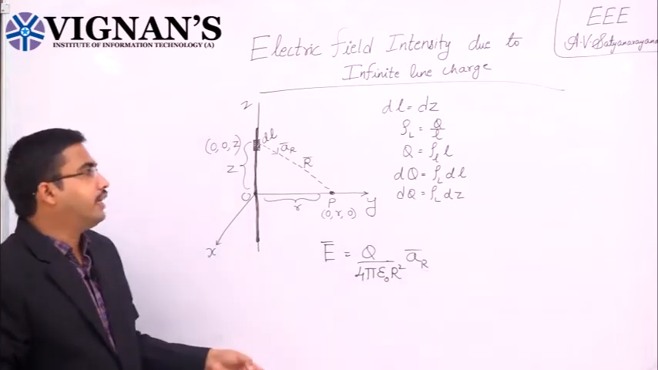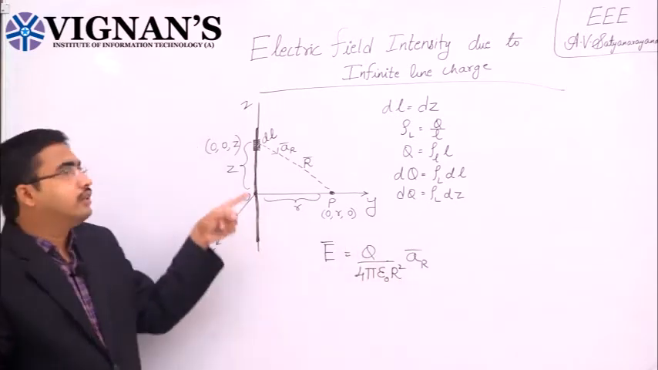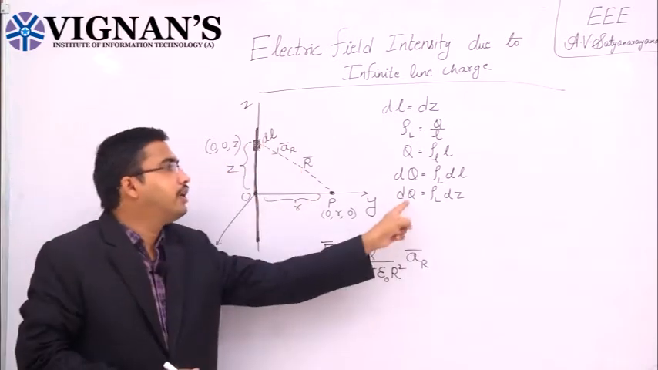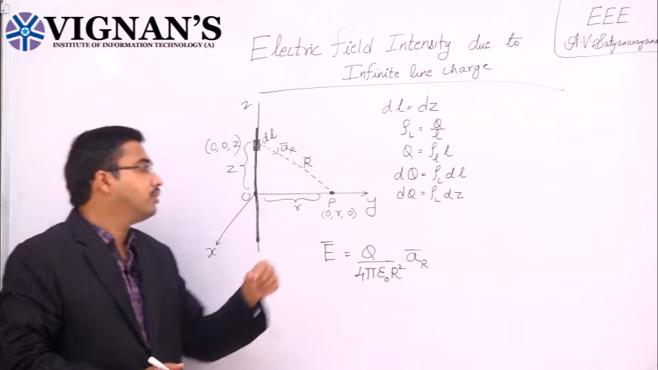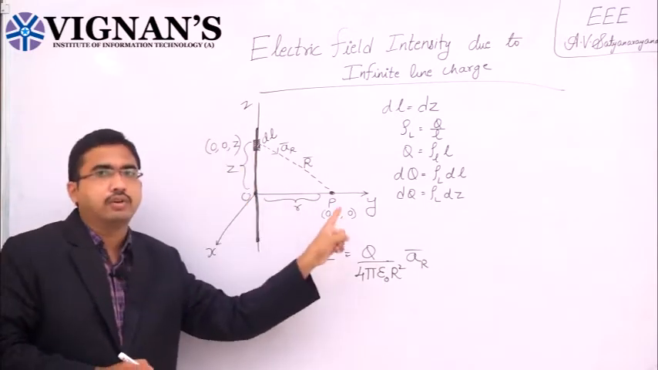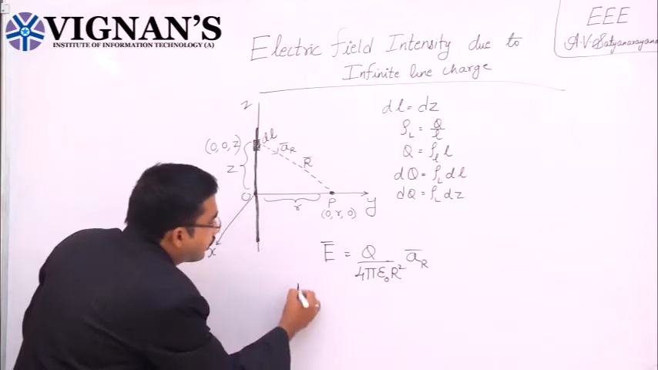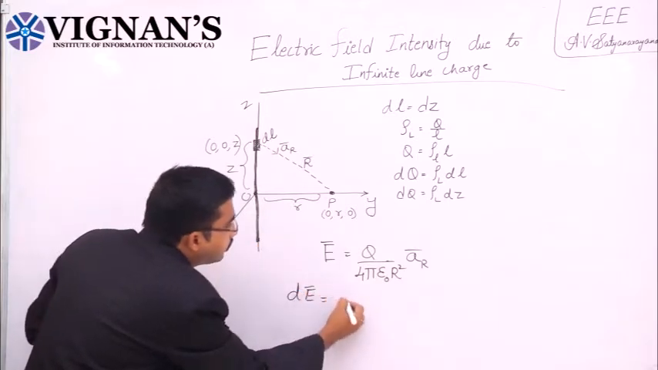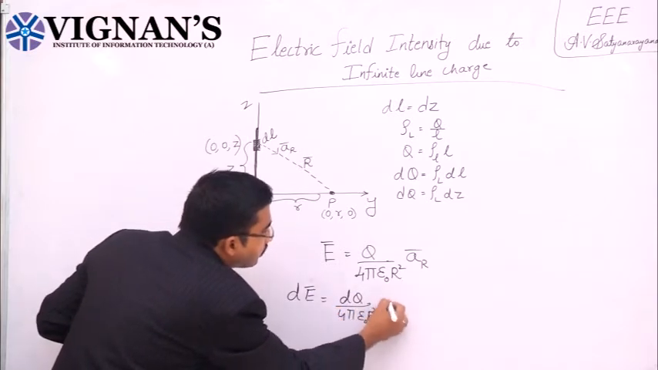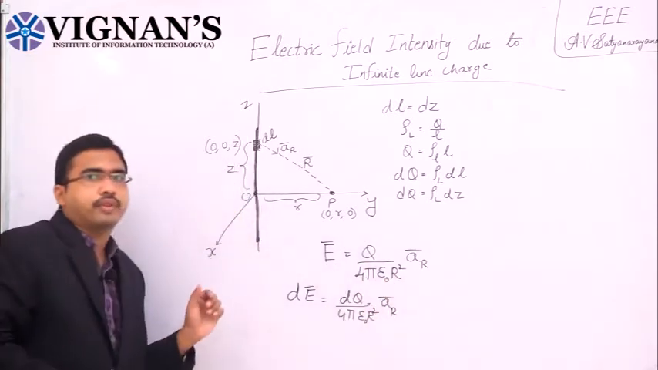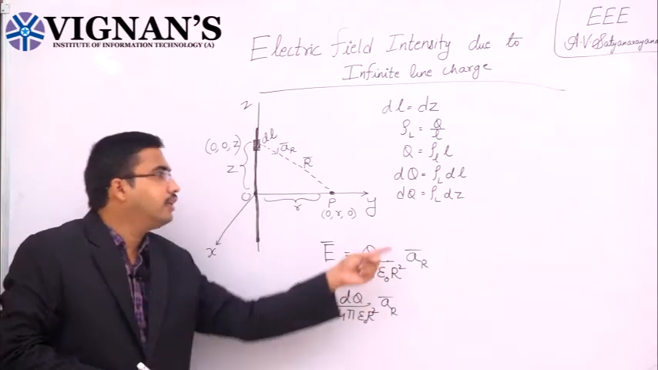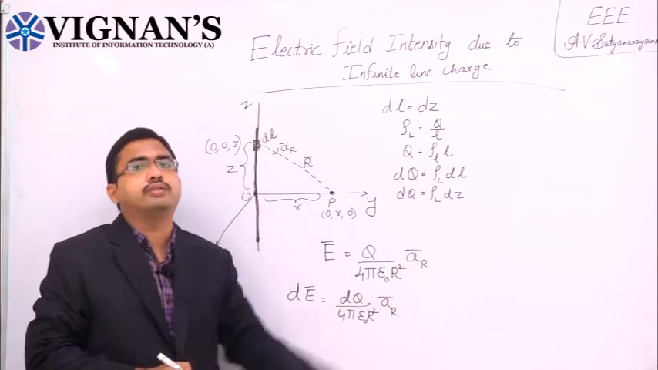So, here we already know that we are taking only a differential length dl. So, the charge will be also differential charge dq. Okay. So, the electric field intensity due to this dl will be also dE only, differential electric field intensity. So, dE equal to dq divided by 4 pi epsilon naught r square into aR bar. Okay. So, here first we need to find dq. Already we know that dq equal to rho L into dz.